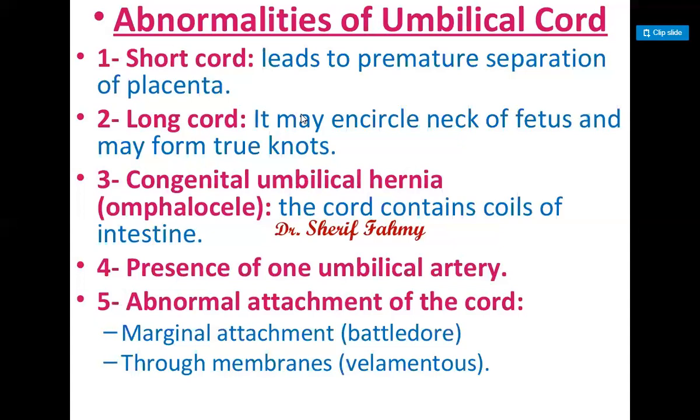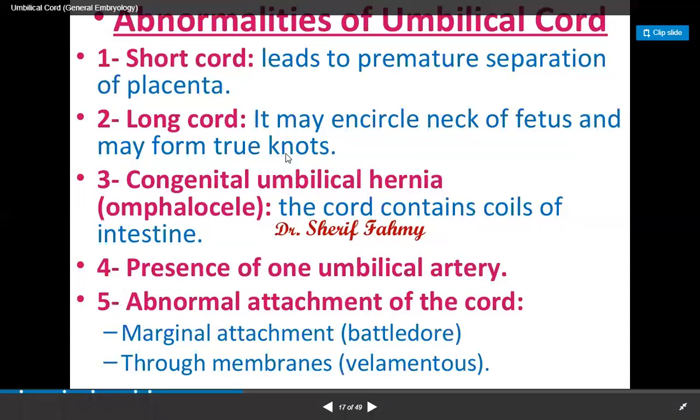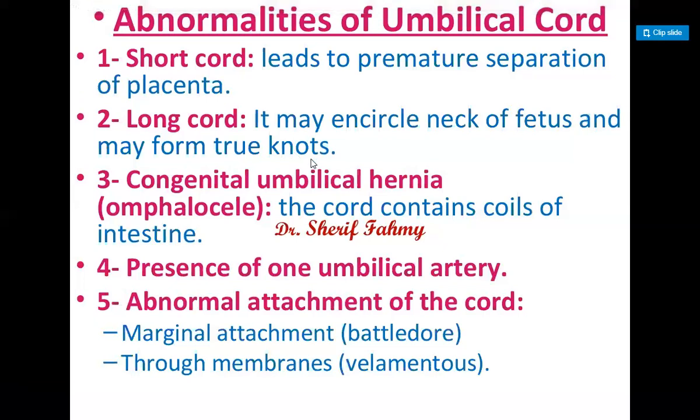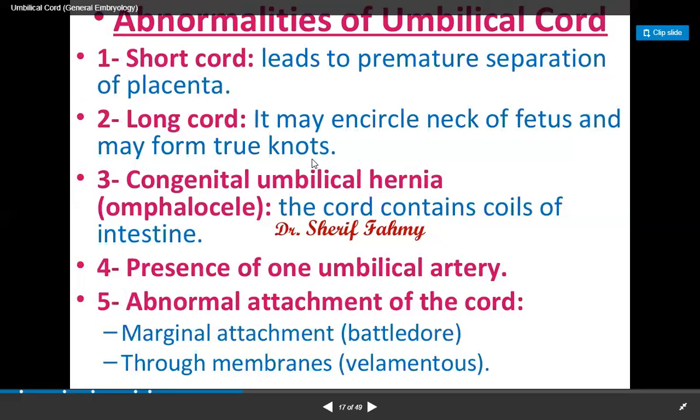It may sometimes encircle the neck of the fetus and form a loop. If it is one loop, then it is one loop. If it is two, then two loops. When it is three, it is three loops. Or sometimes, due to the movement, the umbilical cord forms a knot around itself, and a true knot can take place. We know that some false knots are present, but due to the length, it can lead to true knots, and second, it can lead to loops.